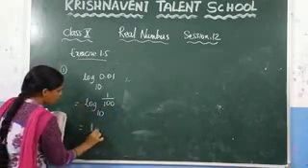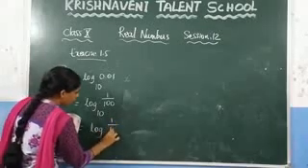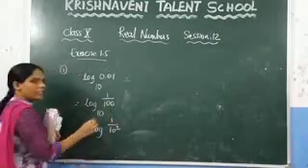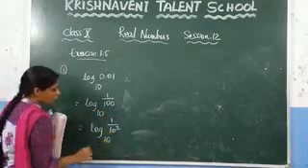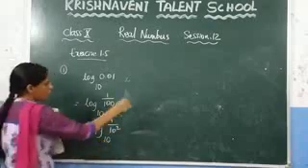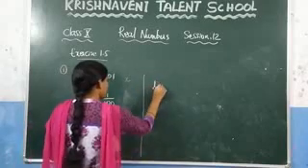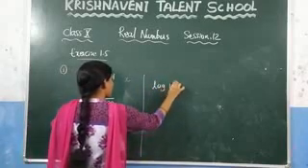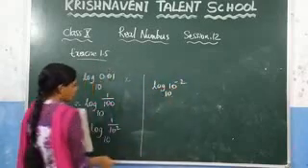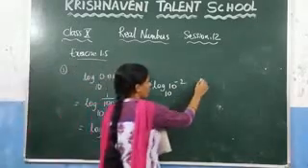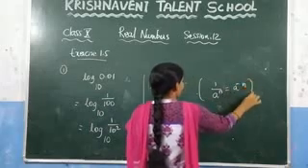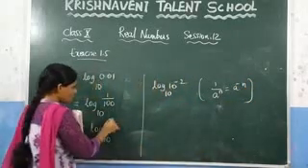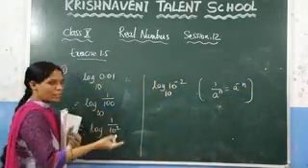Again, this one you can write as log 1 by 10 square, because you know that 10 into 10 is 100. You can write this 100 as 10 square to the base 10. And after that, this one you can write as log 10 power minus 2 to the base 10. Because you know that 1 by a power n is nothing but a power minus n. By using that, you can write 1 by 10 square as 10 power minus 2.